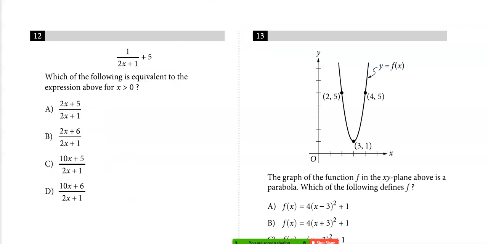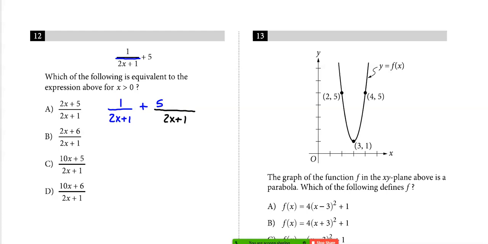If you're going to add a fraction to another number, you need a common denominator. So we have this fraction. If I want to add that to 5, I need to get 5 over 2x plus 1, because then they'll have like bottom numbers.